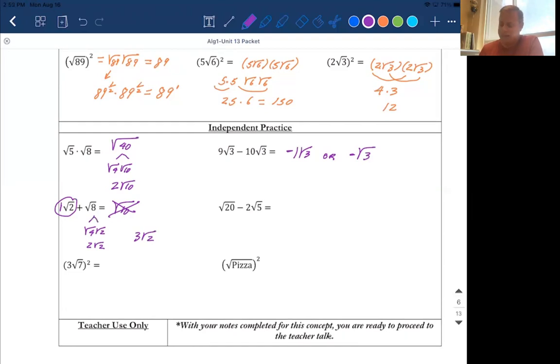Ooh, here's 20 again. Hi, 20. Square root of 20. 4 and 5. 2 square root of 5. Hey, that happened up above too. 2 square root of 5 minus itself becomes 0.